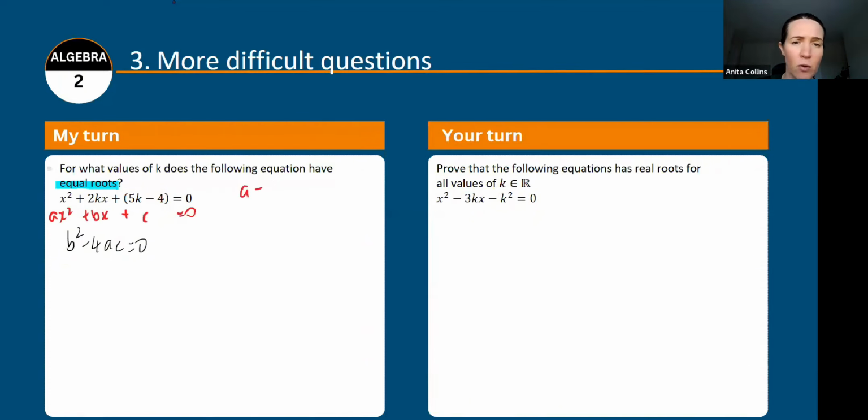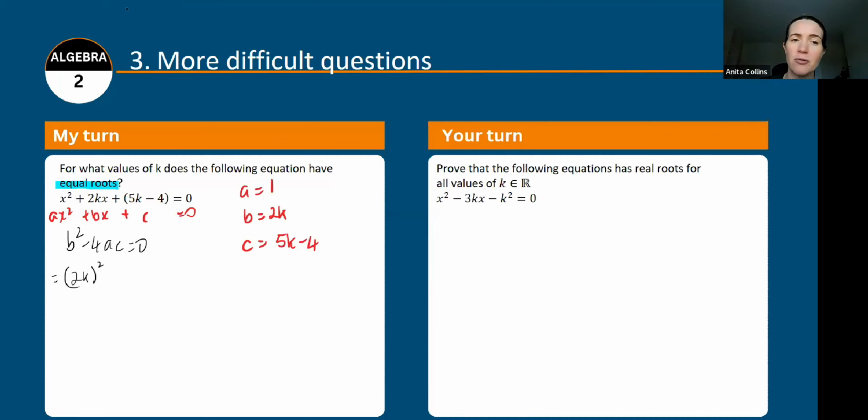Now the a is 1, that's straightforward enough. The b is the coefficient of x, or the number in front of x. In this case, that's 2k. C then looks a little bit messy, but let's just stick with the process and it'll be okay. So now I'm going to sub into the discriminant. B squared is 2k all squared.